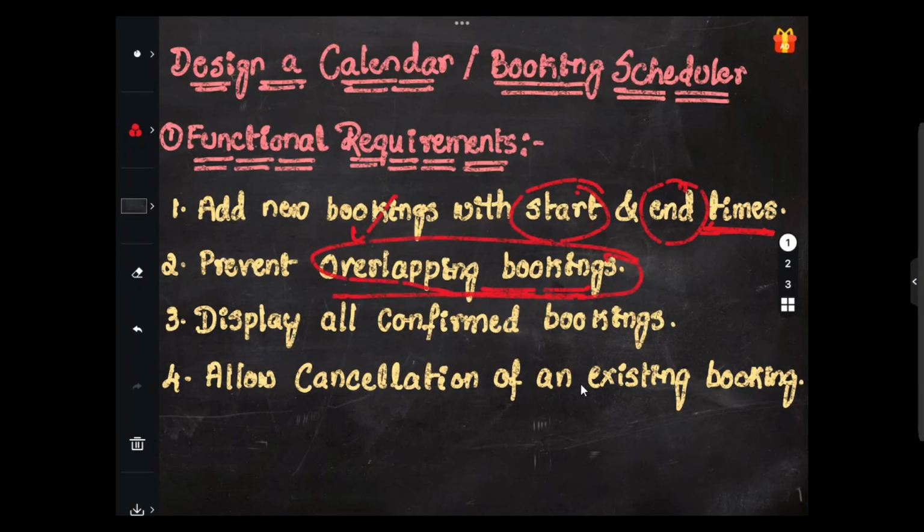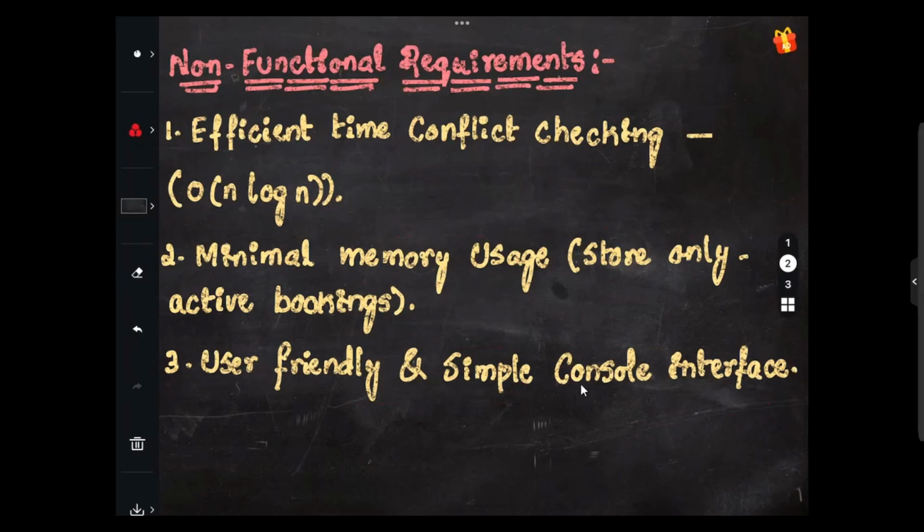Third, we should be able to display all the confirmed bookings. And the final one, we should allow cancellation of an existing booking. So the user should be able to cancel an existing booking. This is fine. Let's move on with the non-functional requirements.